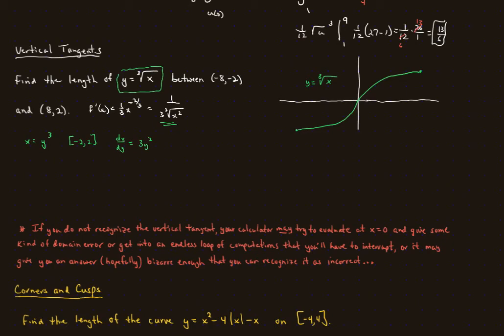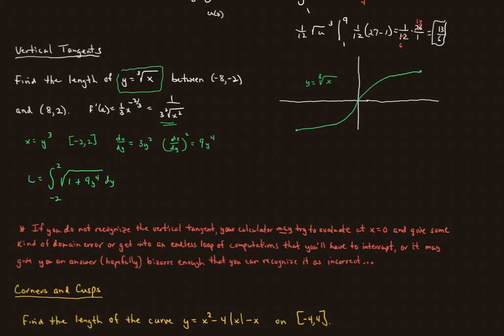So we can then, if we want, we're going to need this thing squared. So our derivative with respect to y squared is going to be 9y to the 4th. And so our arc length is going to be the square root, we need the integral from -2 to 2 of the square root of 1 plus 9y to the 4th dy. And I think, did I do that one?